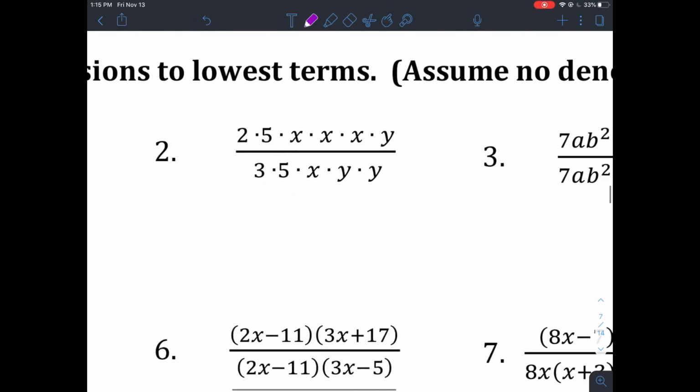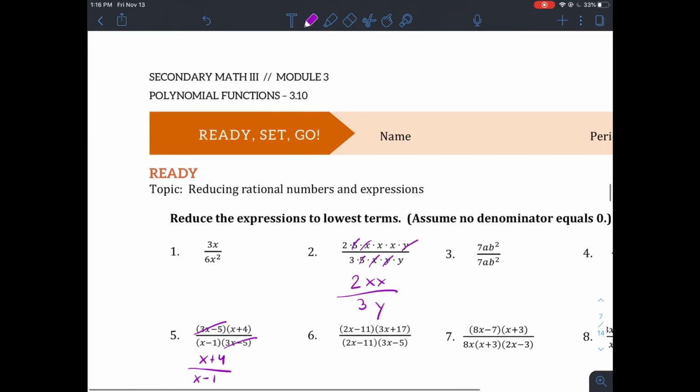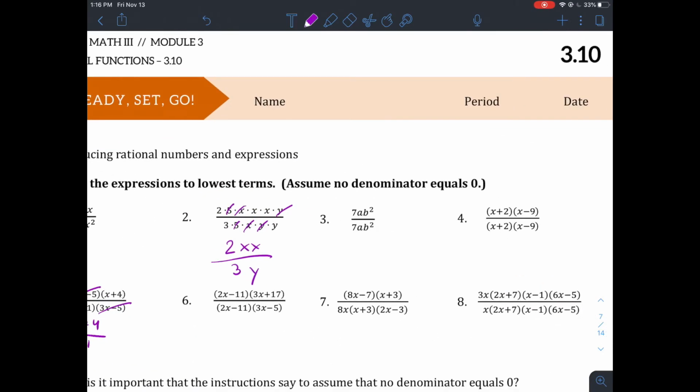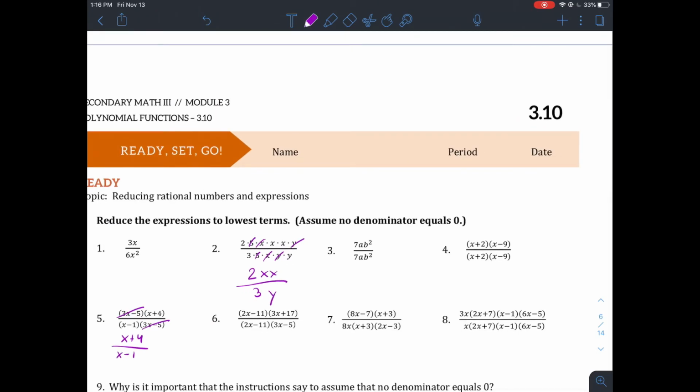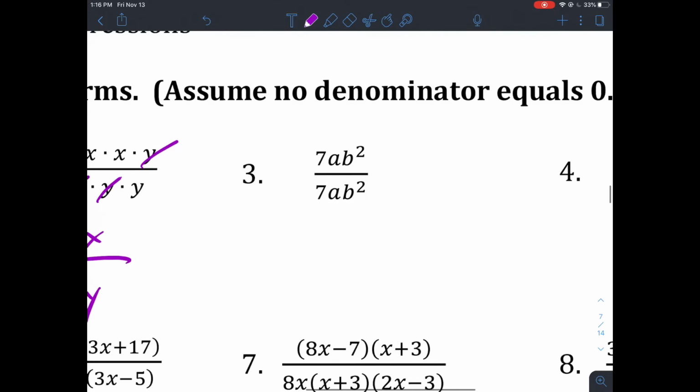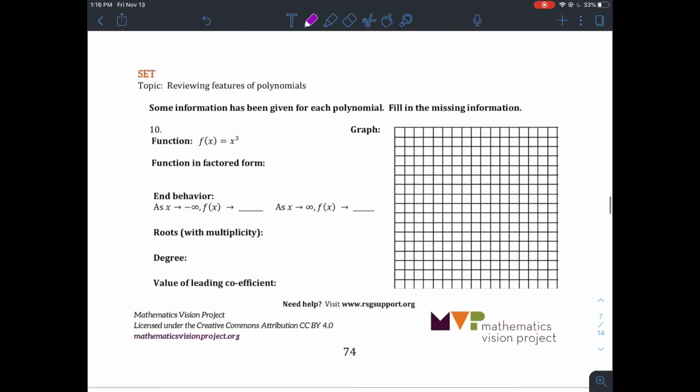For something like number 2, you would cancel out those, you can cancel out those, you can cancel out those. So what's left on top? We've got 2x and 3y. All right, so that is how you do those. Hopefully you know what to do when you have something divided by itself. If I gave you 7 divided by 7, that gives you 1. Or you could even say x divided by x, that would give you 1. So keep that in mind as you go through these.